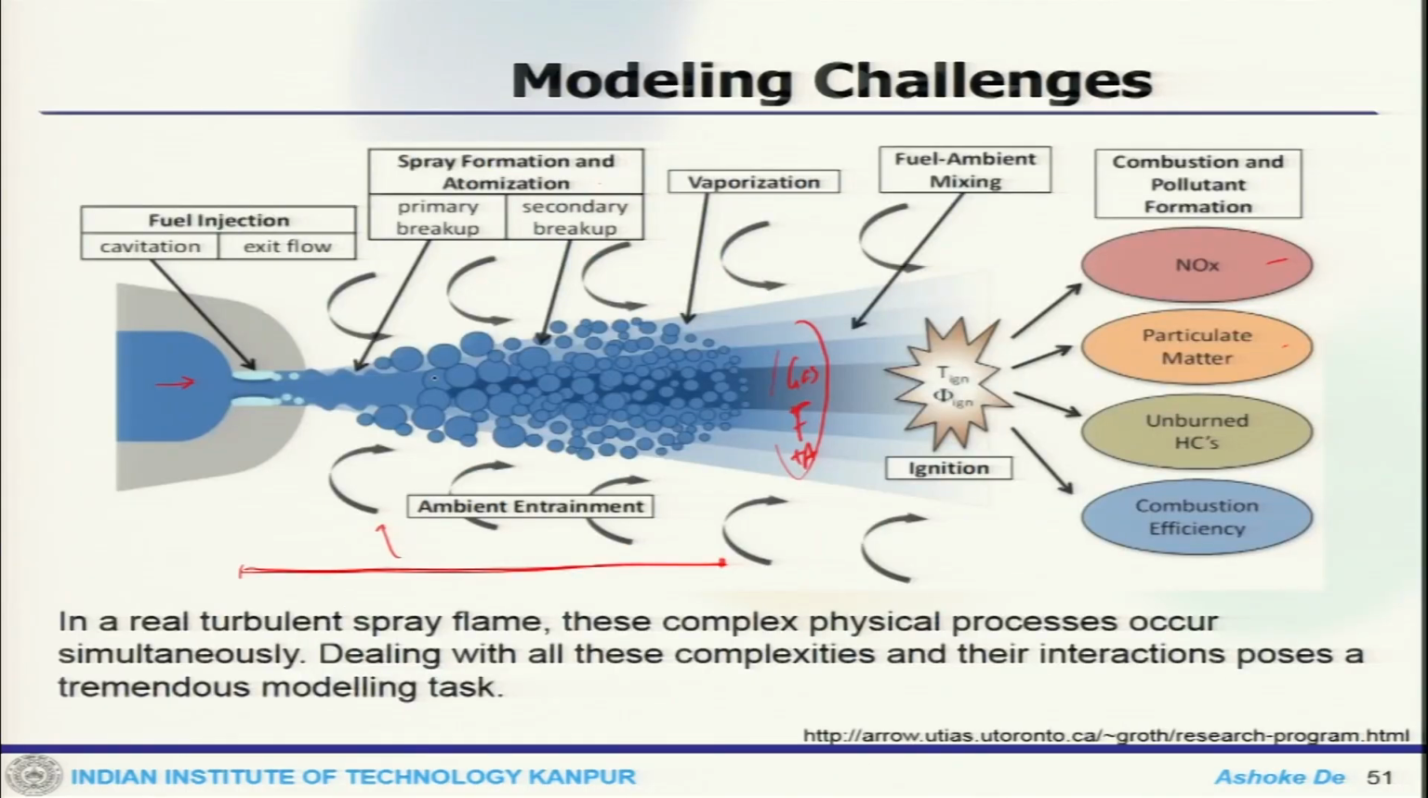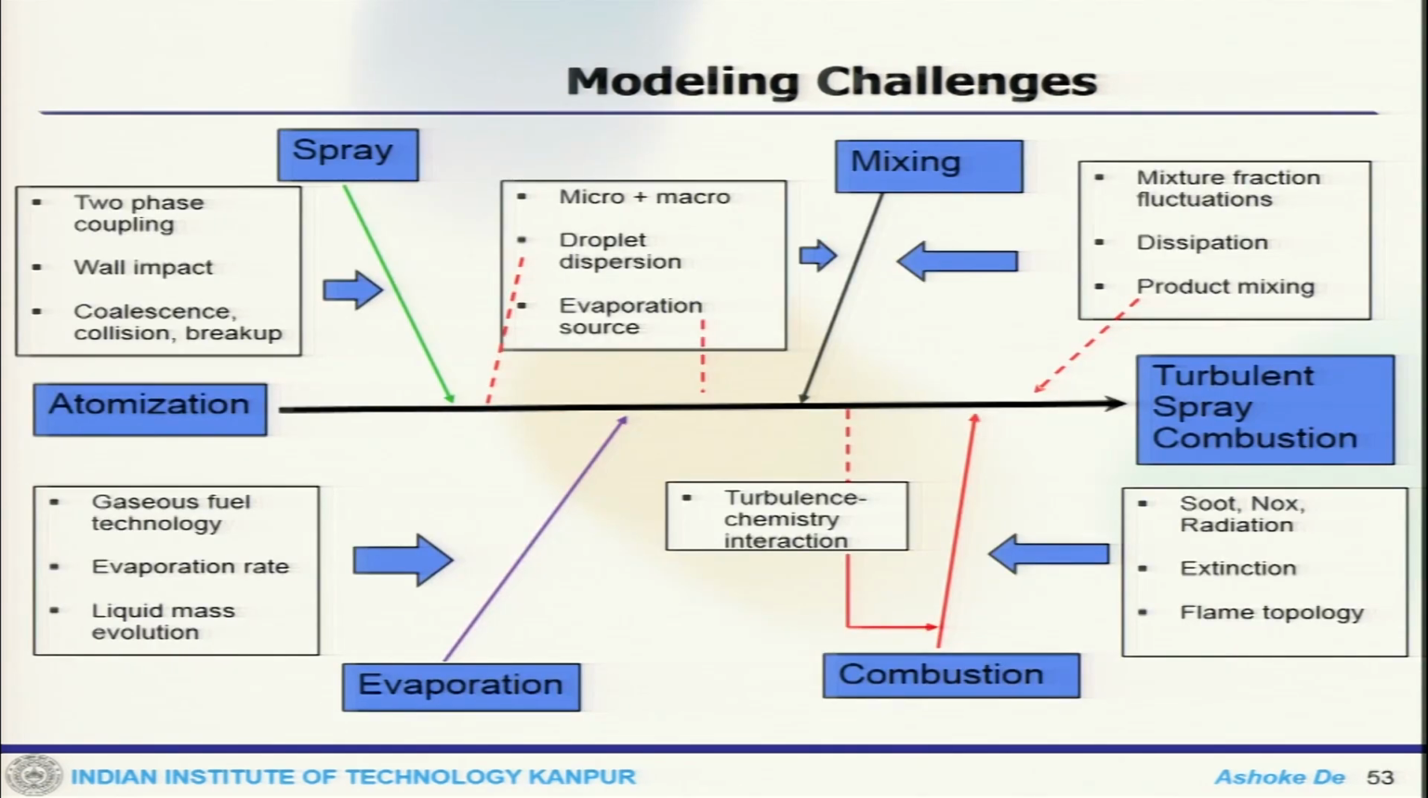The spray goes through primary atomization, secondary atomization and all this. Now, this will give you a complete picture of how turbulent spray combustion is handled. So, this is your atomization. Now, the spray comes in here where there will be two phase coupling, wall impact, breakup, then droplet dispersion, and then evaporation takes place.